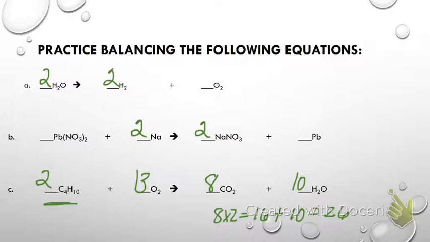I have 4 times 2, I have 8 carbon. Check. I have 20 hydrogen, 10 times 2 on the product side. 20. Check. And then 26, and we already know we have 26. So check. We are balanced. Good luck on your thing. Okay, all right. Are we good so far?